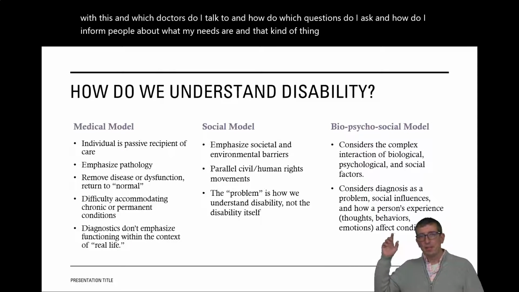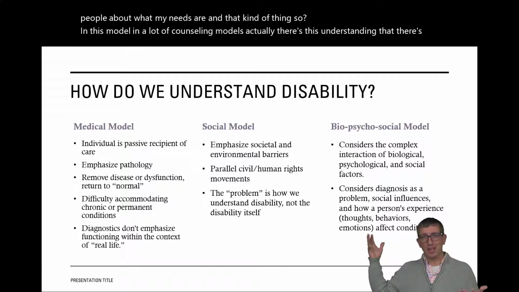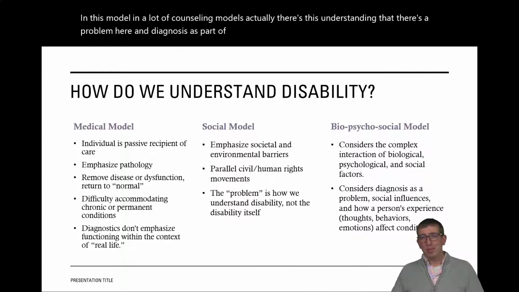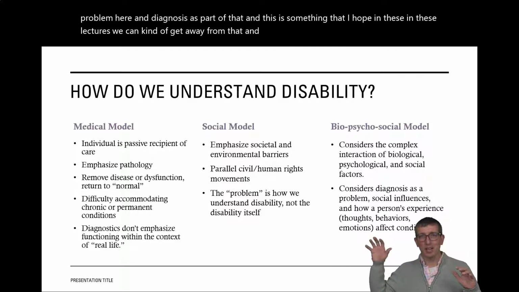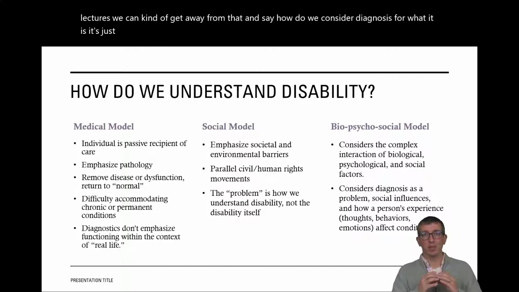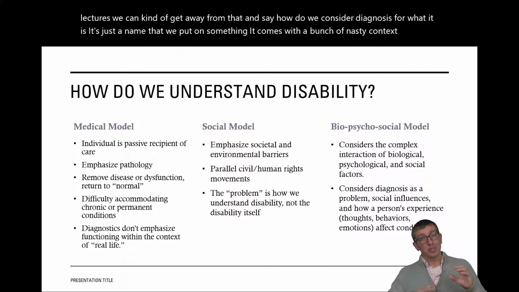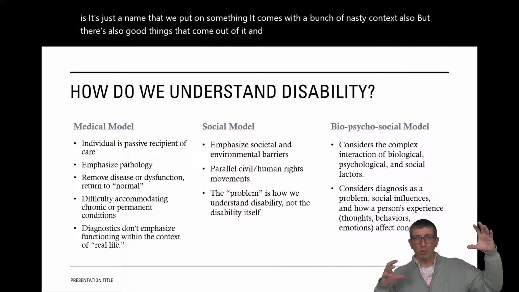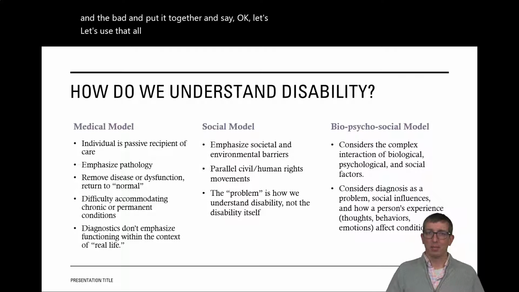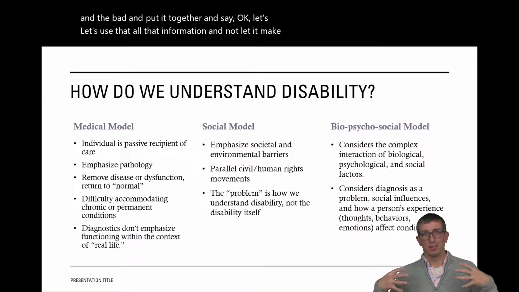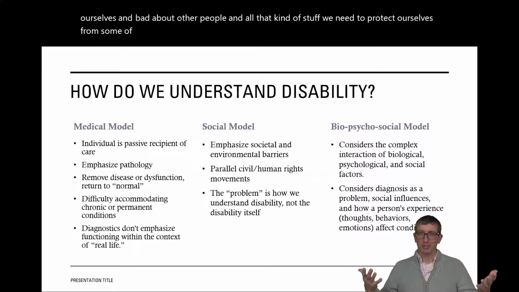So in this model, and in a lot of counseling models actually, there's this understanding that there's a problem here, and diagnosis is part of that. This is something that I hope in these lectures we can get away from, and say, how do we consider diagnosis for what it is? It's just a name that we put on something. It comes with a bunch of nasty context also, but there are also good things that come out of it. So how do we take both the good and the bad and put it together and say, okay, let's use all that information and not let it make us angry and sad and feel bad about ourselves and bad about other people. We need to protect ourselves from some of that, what we call transference.